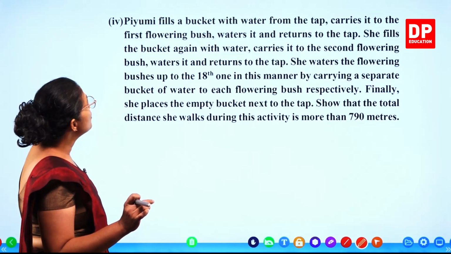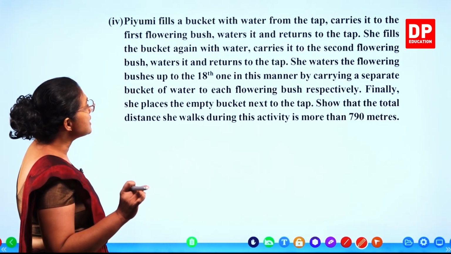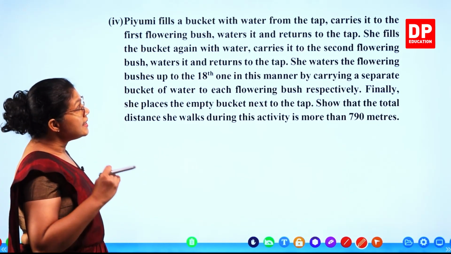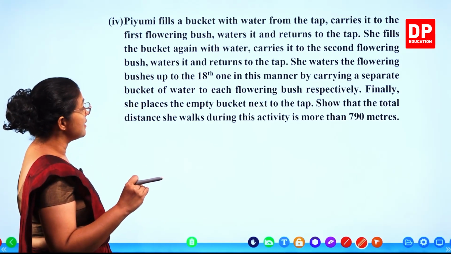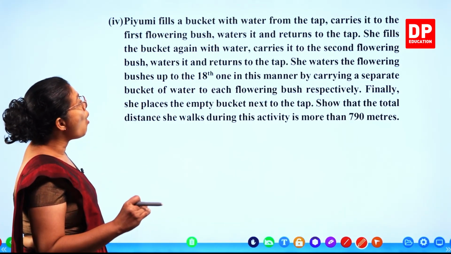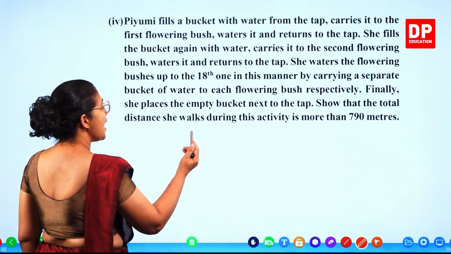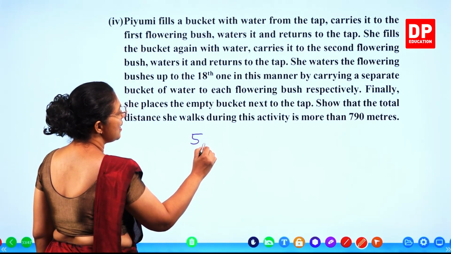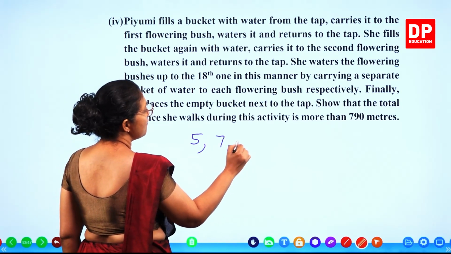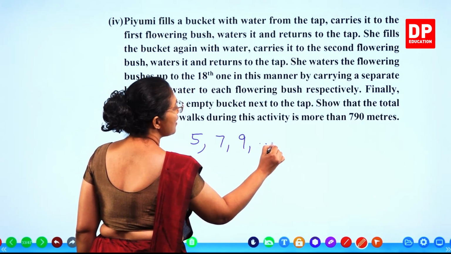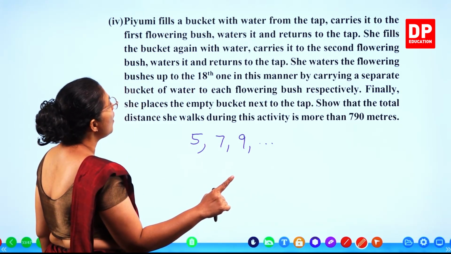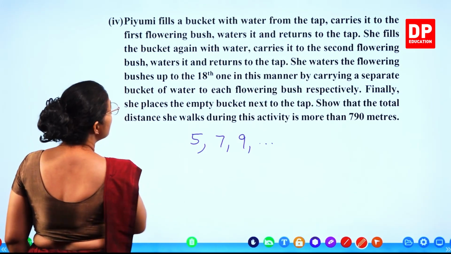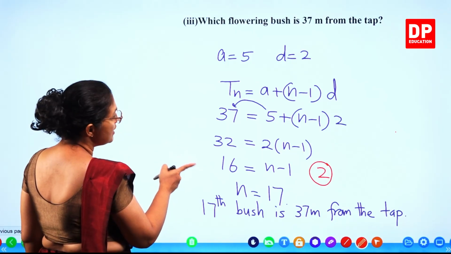So what we can do, first we'll find out the sum of the distances for all 18 bushes, and multiply by 2. So what is the sequence? 5, 7, 9, like that. The 18th one is the last one, but we don't know the 18th one. Did we find out the 18th one?